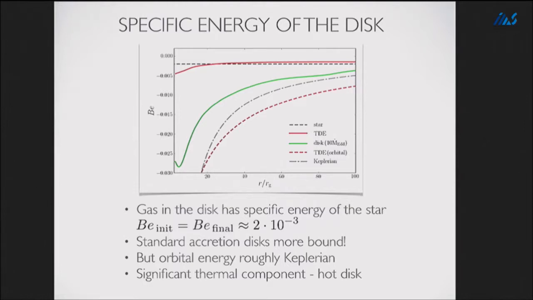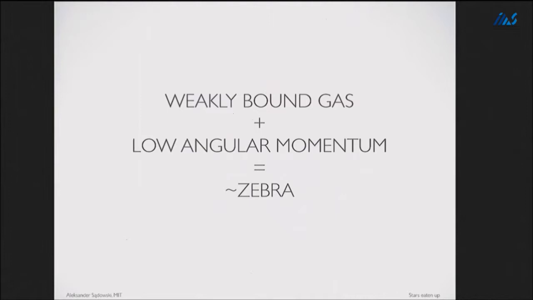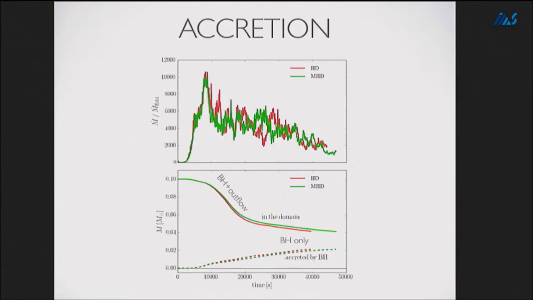So what is this disk structure like? It's weakly bound gas, it's low angular momentum, it's more or less like ZEBRA, like predicted. However, it's not exactly ZEBRA because it has constant angular momentum, which was not exactly taken into account in that model. But it is more or less exactly the thick ZEBRA as expected.